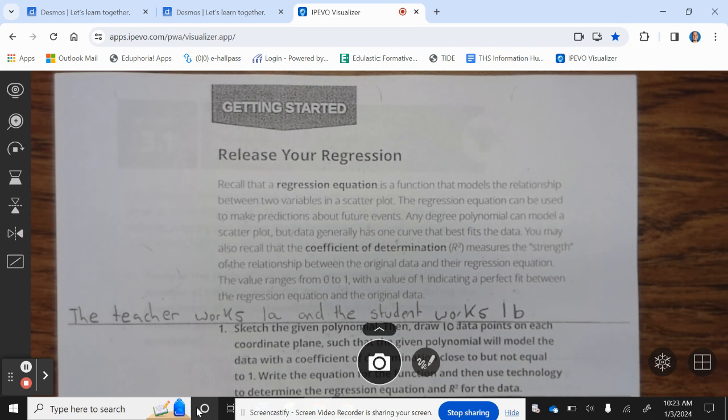You may also recall that the coefficient of determination, R squared, measures the strength of the relationship between the original data and the regression equation. The value ranges from 0 to 1, with the value of 1 indicating a perfect fit between the regression equation and the original data.